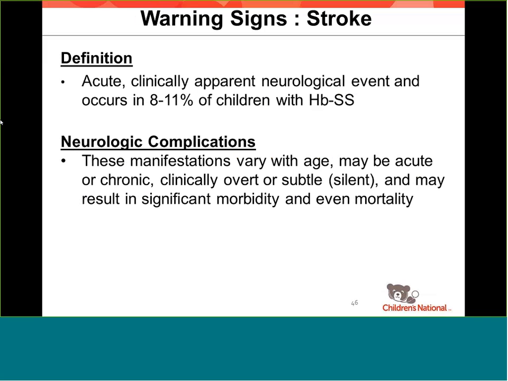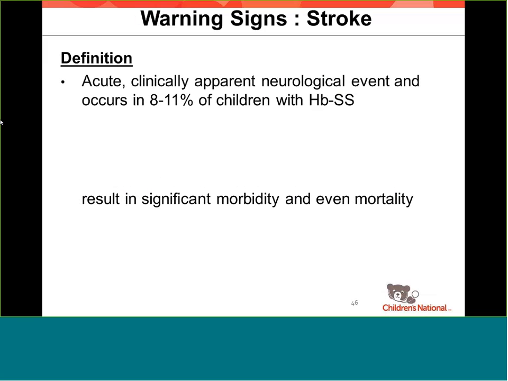About 8 to 11% of patients with hemoglobin SS disease will have a neurologic event, stroke. Neurologic complications vary with age, may be acute, chronic, or overt or silent, as you talked about. Overt strokes are ones where you can visibly see a neurologic deficit on exam, cannot walk, talk. And the others, silent, are not necessarily emergencies, but associated with learning problems. 30% of patients will have these silent strokes.